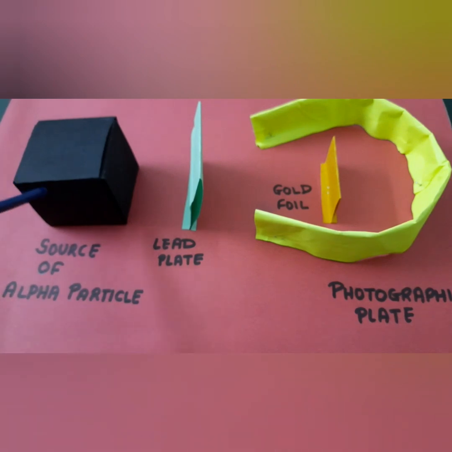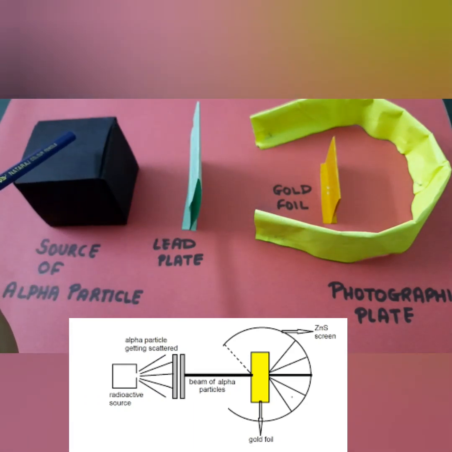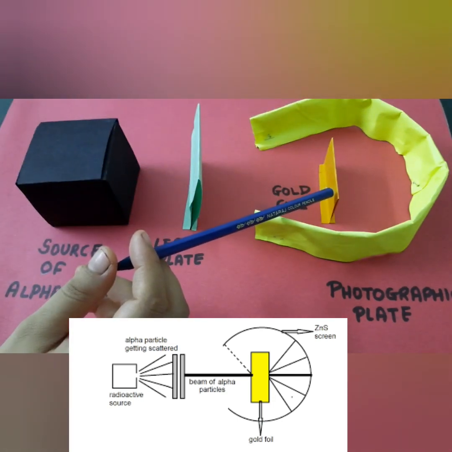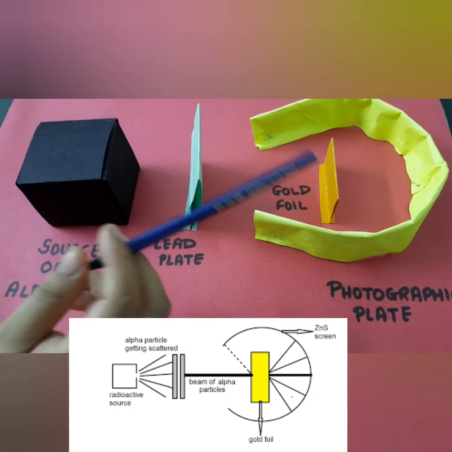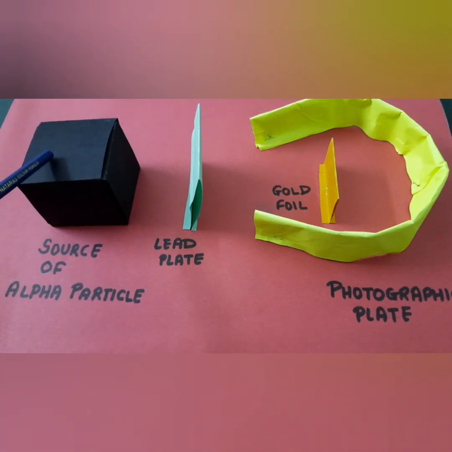This is the model of his experiment. What he did was bombard alpha particles on a gold foil, and then he took some results from that experiment. This is the source of alpha particles. This is a radioactive material, and this material was radon, and he used it as a source of alpha particles.